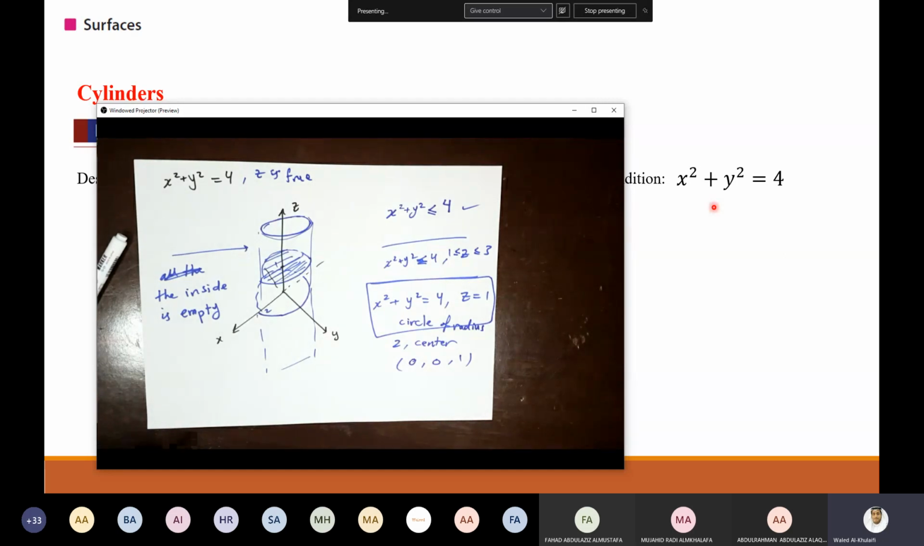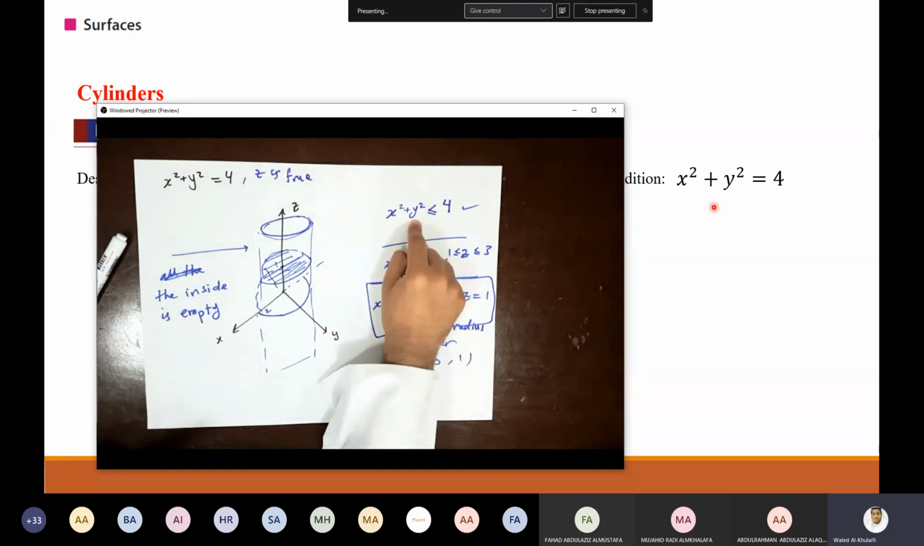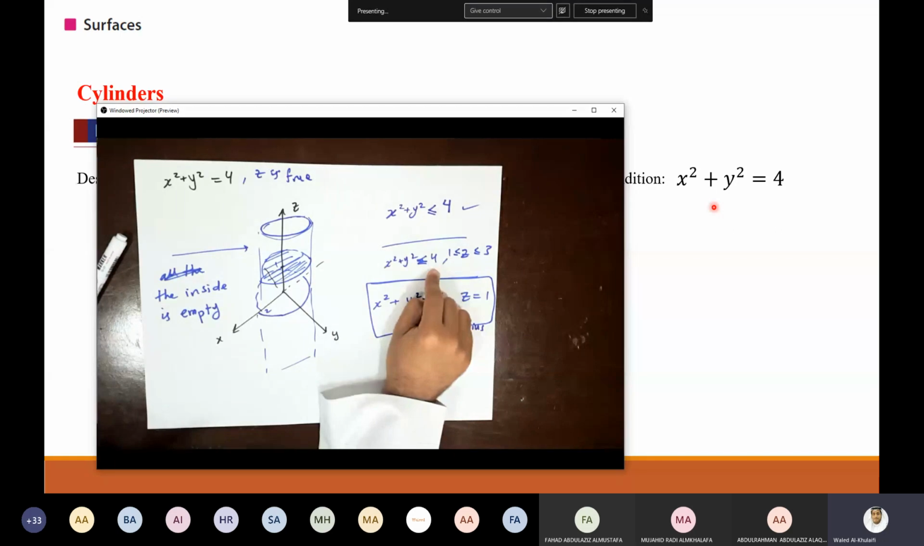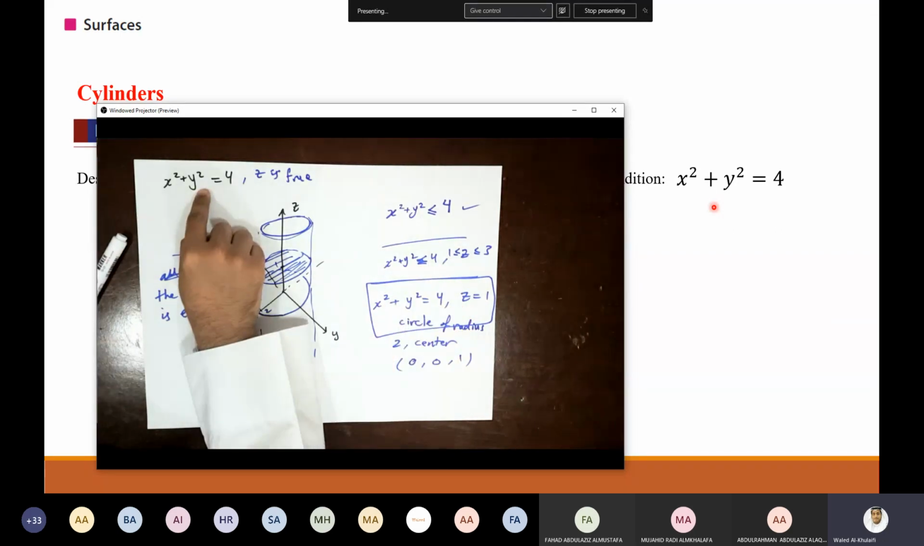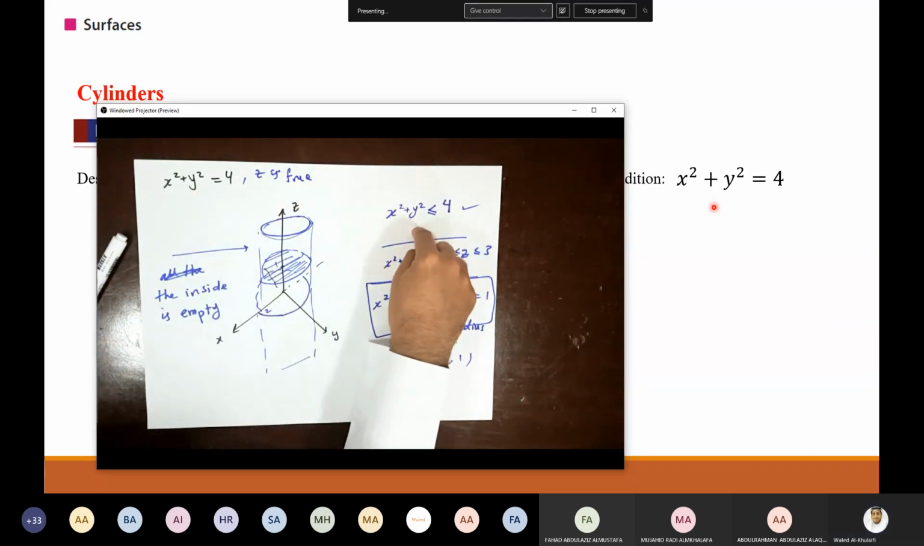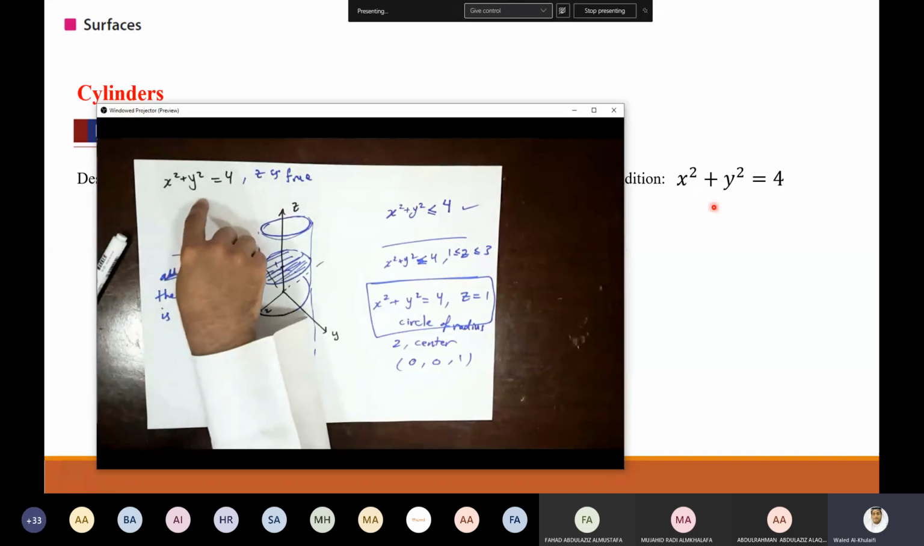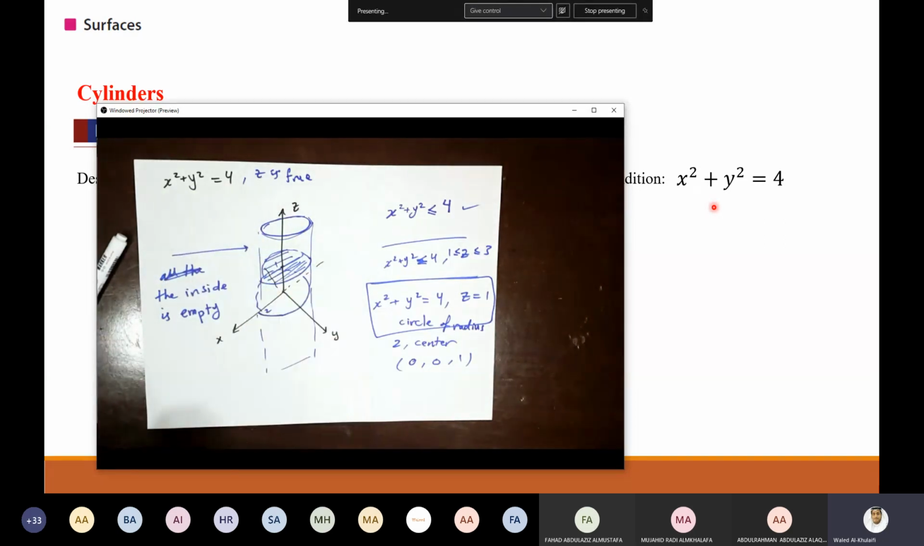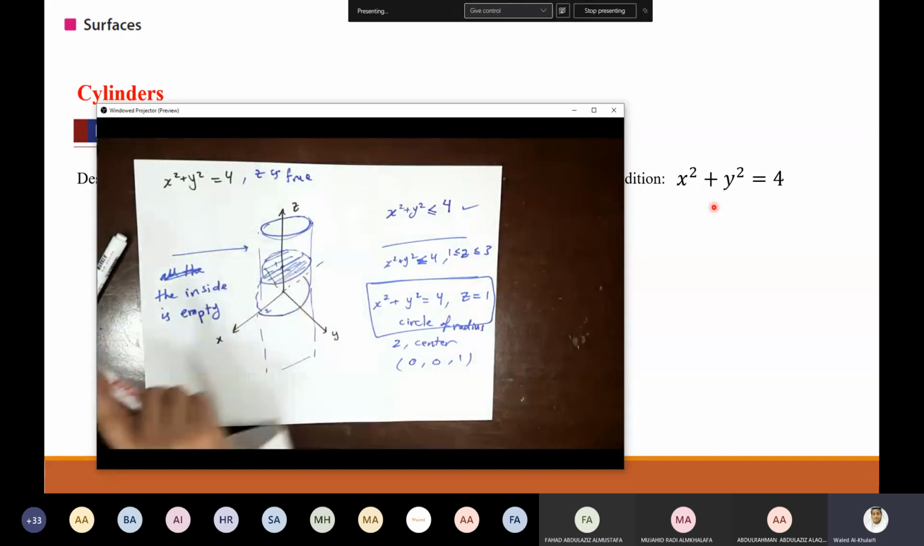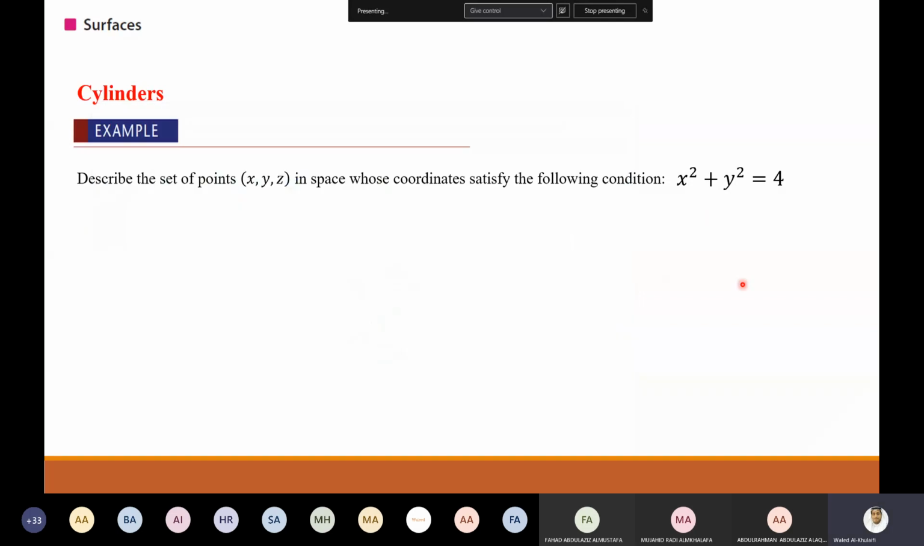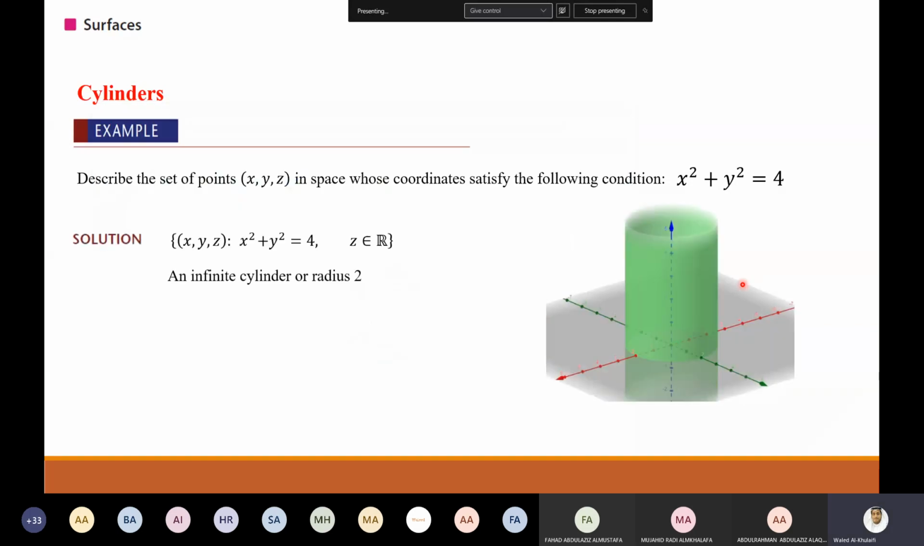So this is the cylinder. This is the cylinder, but this is infinite, and this is finite. This is a cylinder with the inner empty, so only the surface of the cylinder. This is infinite. So these are the cylinders. It's an infinite cylinder.